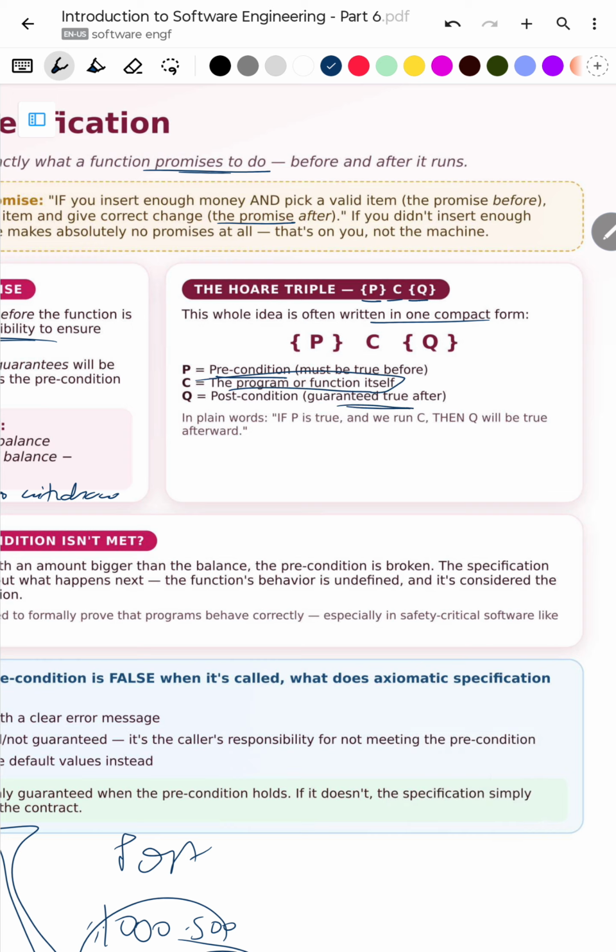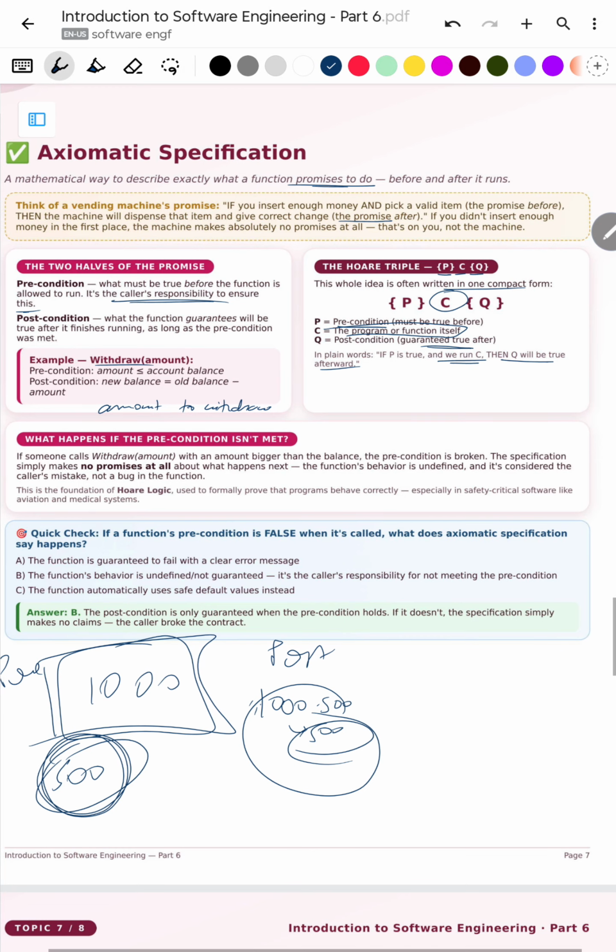The program or function itself is C. In plain words, if P is true and we run C, then Q will be true afterward. Okay, what happens if the precondition isn't met at all? Let's see. If someone calls withdraw amount with an amount bigger than the balance, its precondition is broken. The specification simply makes no promises at all about what happens next. The function's behavior is undefined and it's considered the caller's mistake, not a bug in the function.